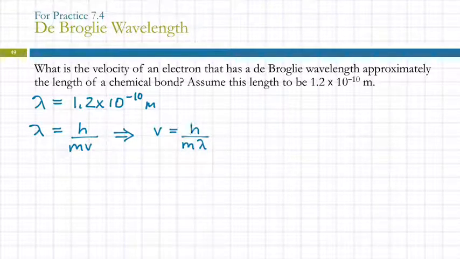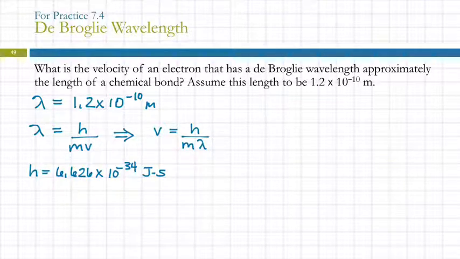So we need h, which is Planck's constant. That was given in the previous slide, 6.626 times 10 to the minus 34. Funny units, joules times seconds, we'll just go along with it. We've got the wavelength here in meters, and then we need the mass of an electron.